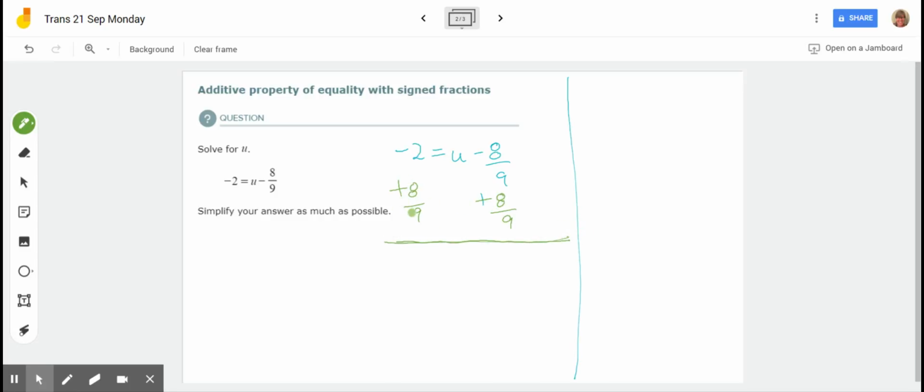Okay. If you show your work like this, by the way, you need to draw a line saying equals. Okay. And this is 2/1. You need to get a common denominator, which is going to be 9. So we get -18/9 on this side. Actually, I'm going to erase this so I can write it better. Okay, -18/9 plus 8/9 is equal to u.